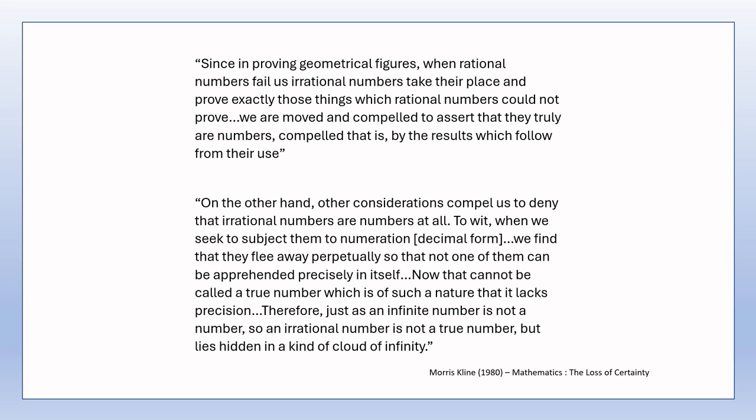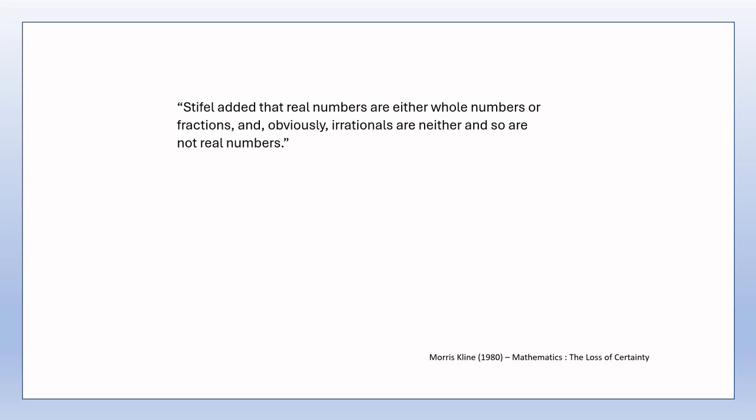To wit, when we seek to subject them to numeration, decimal form, we find that they flee away perpetually, so that not one of them can be apprehended precisely in itself. Now that cannot be called a true number, which is of such a nature that it lacks precision. Therefore, just as an infinite number is not a number, so an irrational number is not a true number, but lies hidden in a kind of cloud of infinity. Klein then says that Stifel added that real numbers are either whole numbers or fractions, and obviously irrationals are neither, and so are not real numbers.